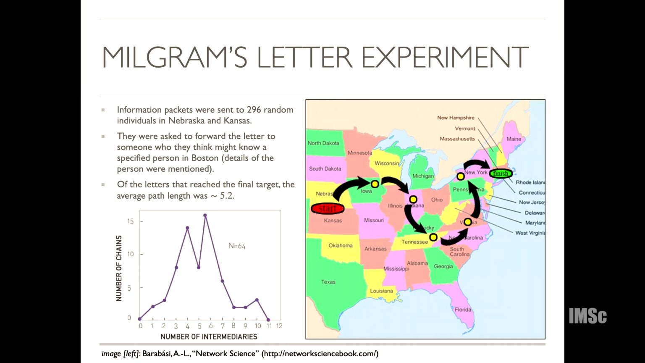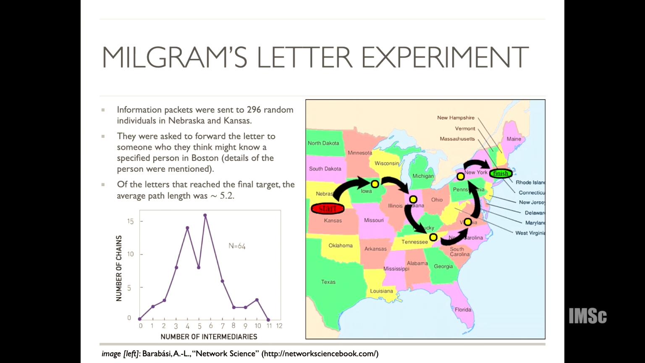Of 296 individuals, 64 of them reached the target. You could say maybe that was not huge, but it's not too bad. Of the 64, by and large you see that they arrived within 4 to 6 steps. This is an example route of how the package could go from Kansas to Iowa and so on, just a few hops, and then reach its target.